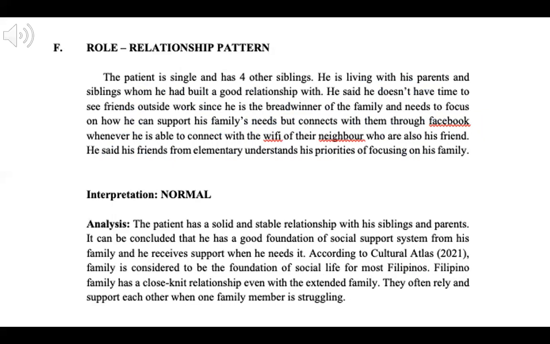Next is the roles relationship pattern. That describes basically the interaction patterns of the client with his significant others, with the family members or others, if present. Does he live alone? What about his family structure? And to which social groups does he belong? Okay.